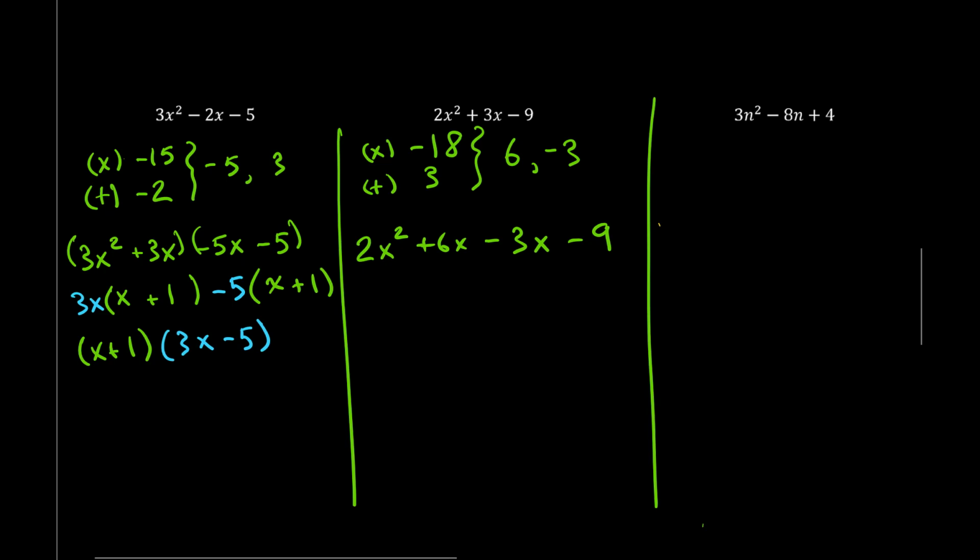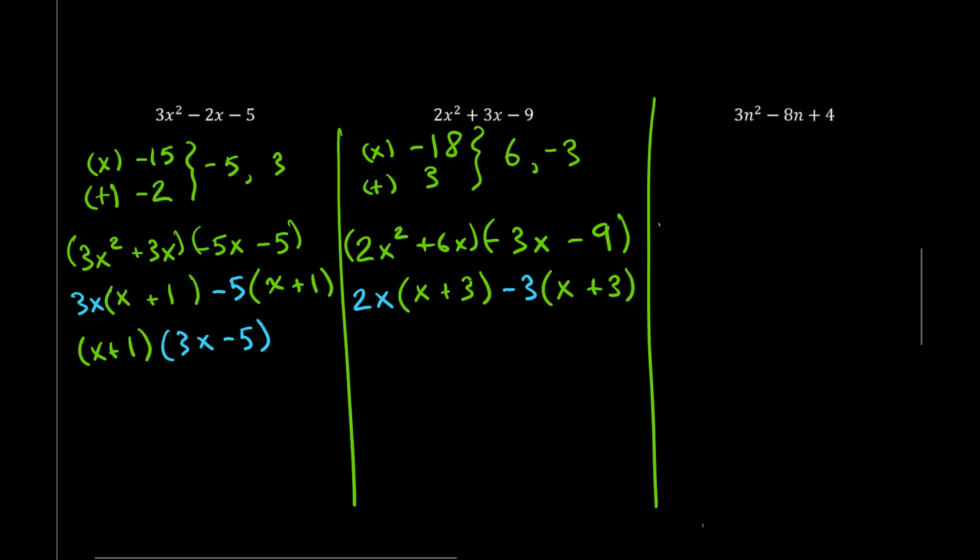Okay, so now I need to group the first 2 and the last 2 and factor out the GCF out of each one. So the first 2 here, I can factor out a 2 and I can factor out an x. So I should be left over with 2x squared divided by 2x. I'm going to be left with an x plus it's going to be a 3. And the GCF out of this second term, if I factor out a -3, then I'm left with x, and -9 divided by -3 is a +3.